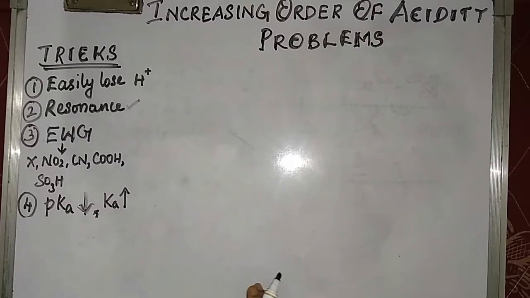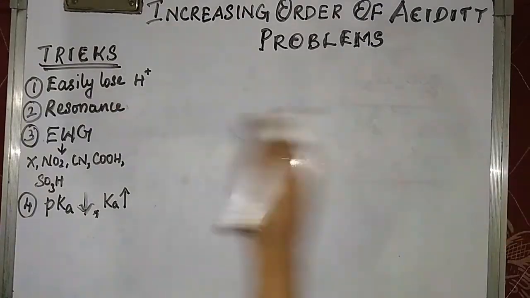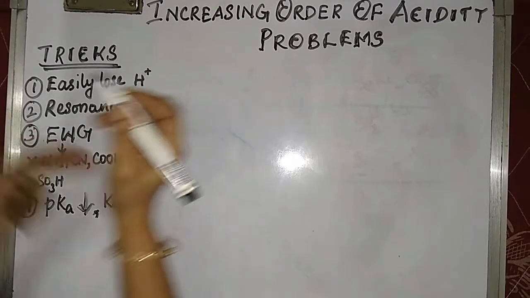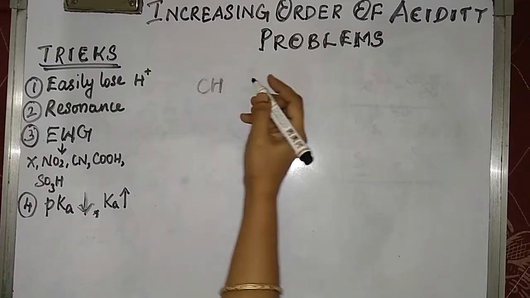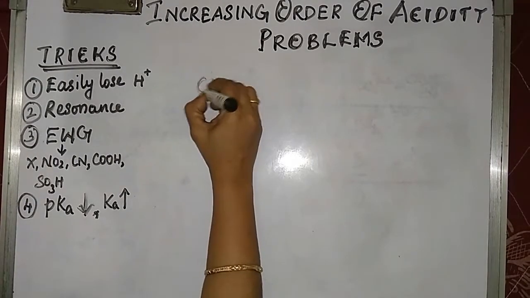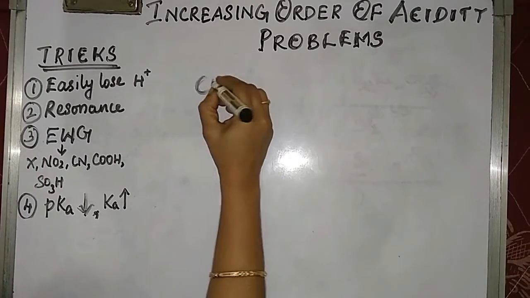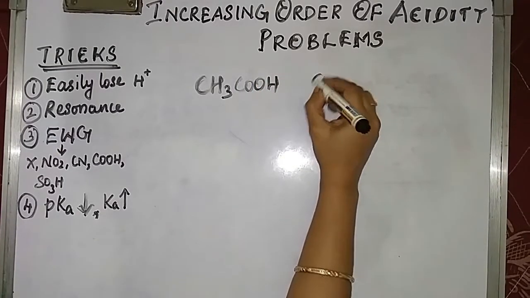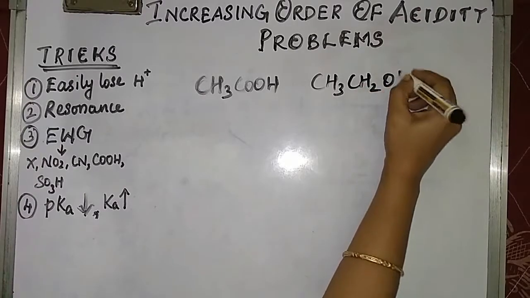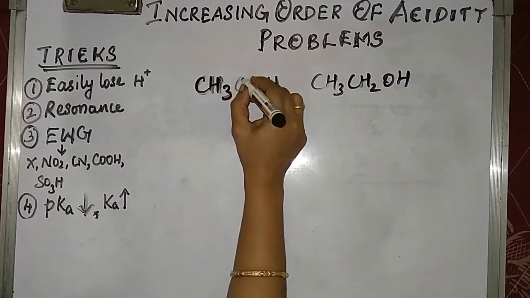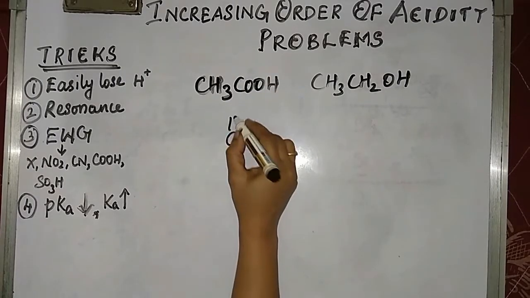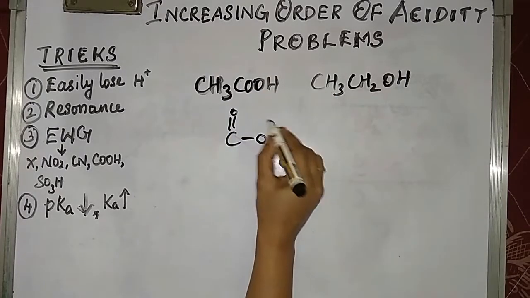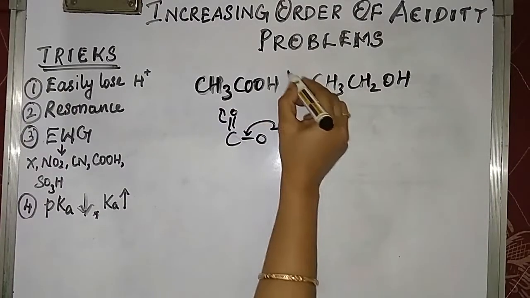Now we are going to see the problems related to acidity. The first problem, from the basics I am going to teach up to the higher ones. The first one is acetic acid and ethanol. Which is more acidic? Acetic acid undergoes resonance structure after removal of the proton. So it is more acidic compared to ethyl alcohol.